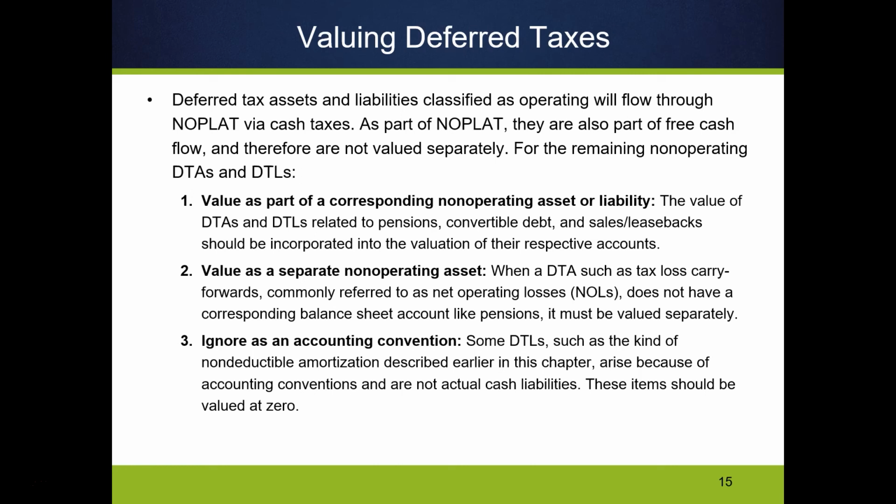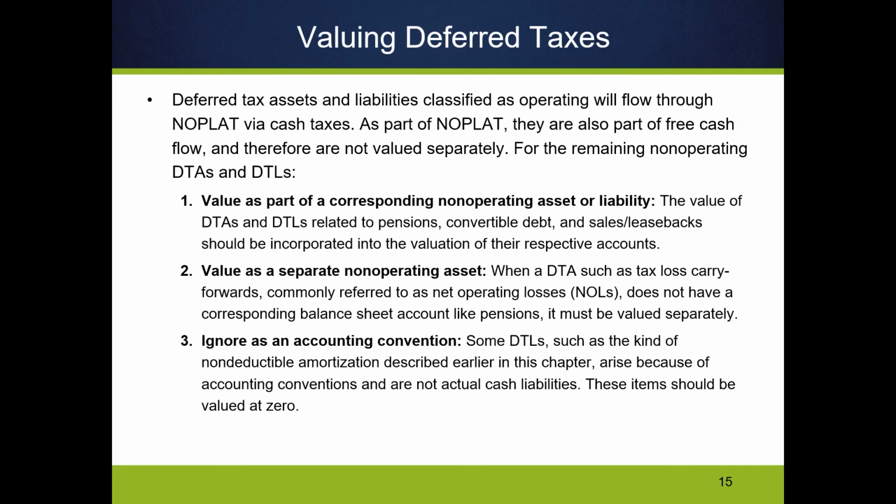Right? We could value it separately as a non-operating asset if it doesn't have a corresponding balance sheet account. So like a tax loss carryforward, that's not associated with any balance sheet asset. It's not associated with acquired intangibles. It's not associated with convertible debt or any of these sale leaseback agreements. It's not associated with anything. It's simply a credit from the government that says you had a loss and you can take a credit in a future year. But that still has value, so we're going to list that credit as if it's its own asset. It's intangible, obviously, but it's still got value.